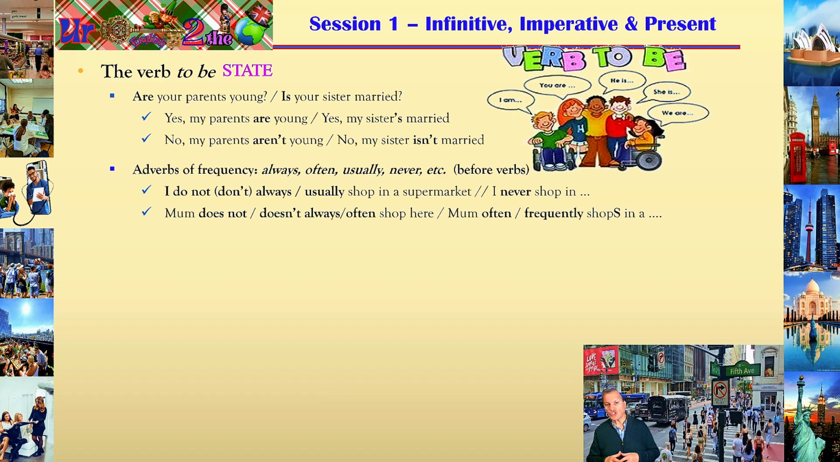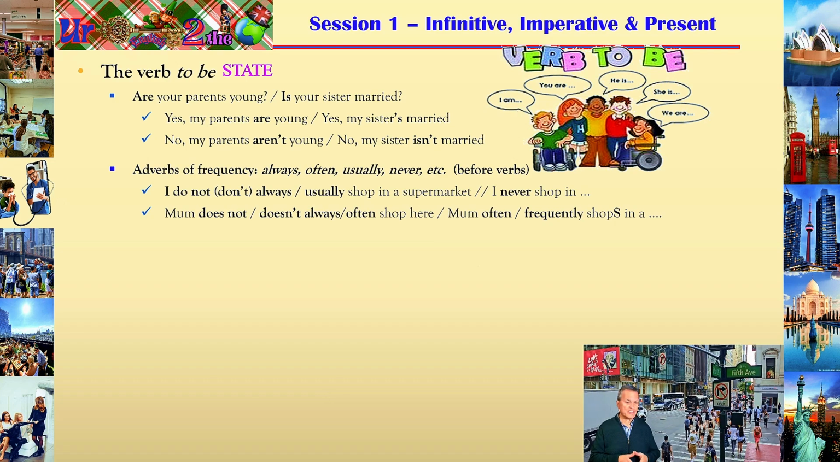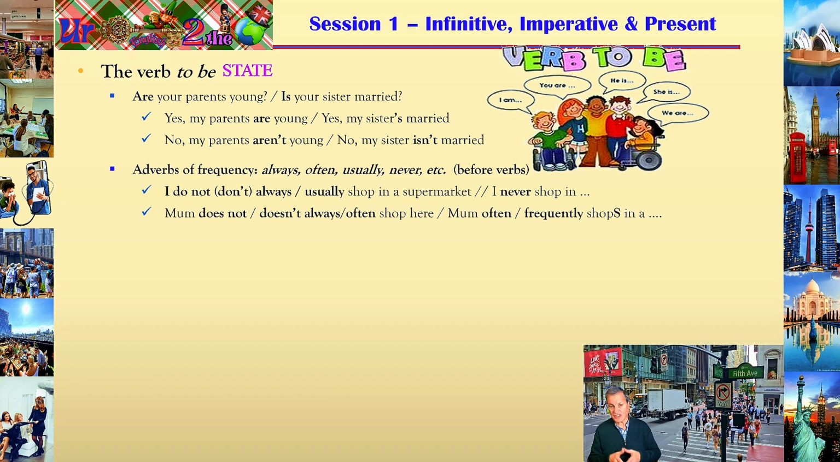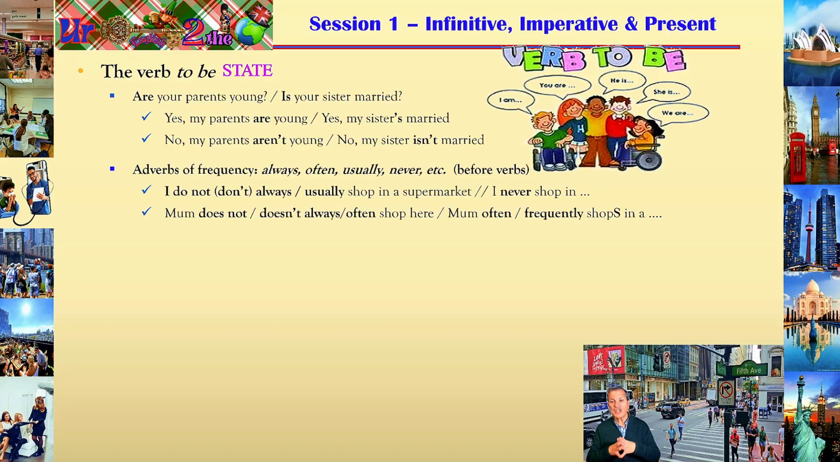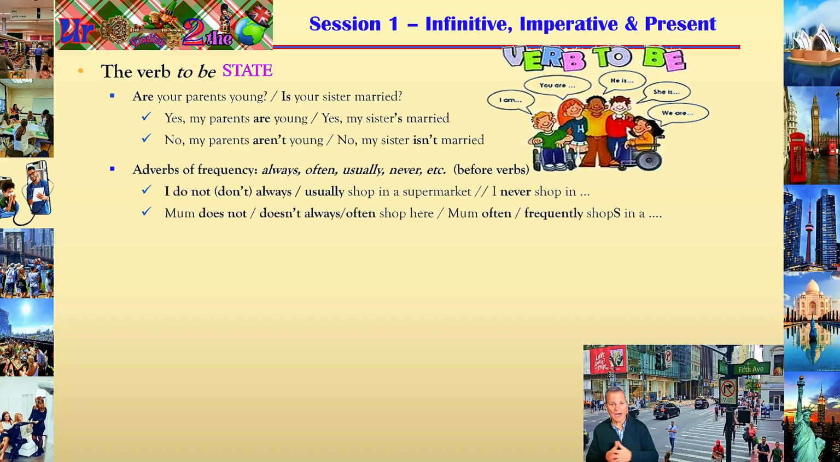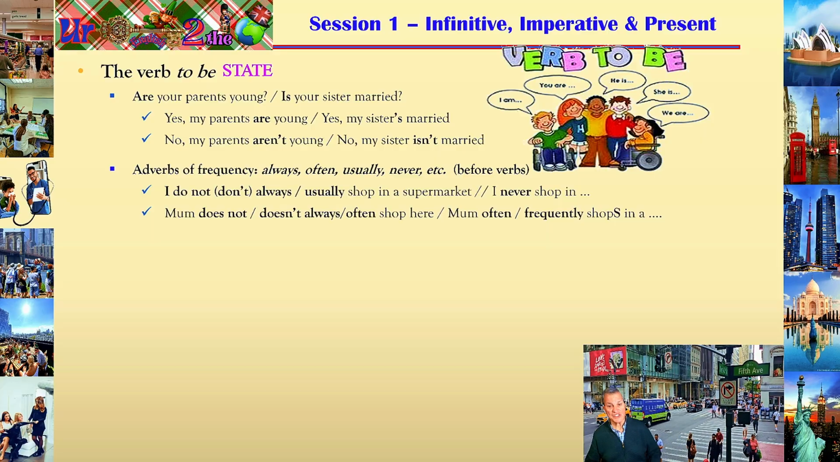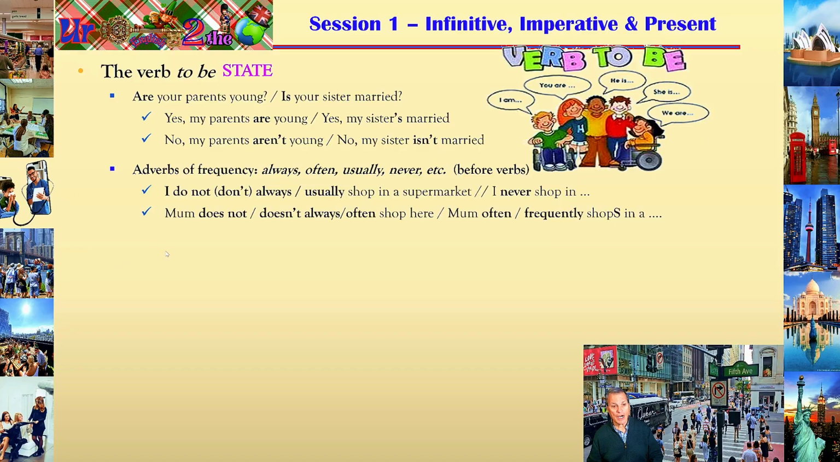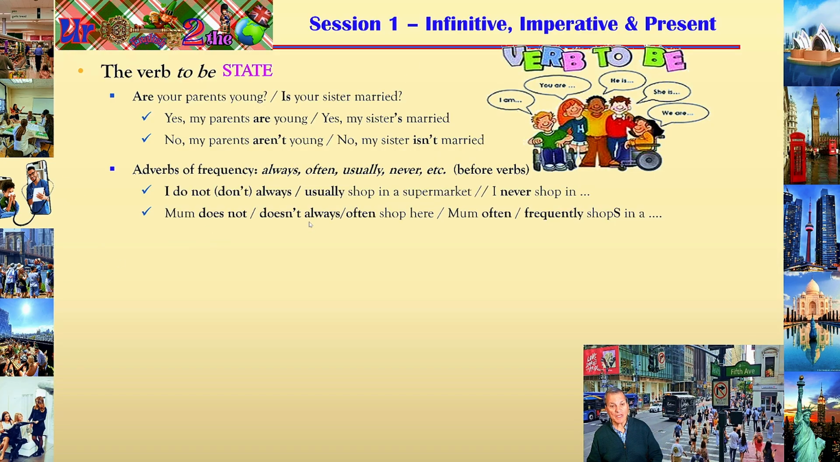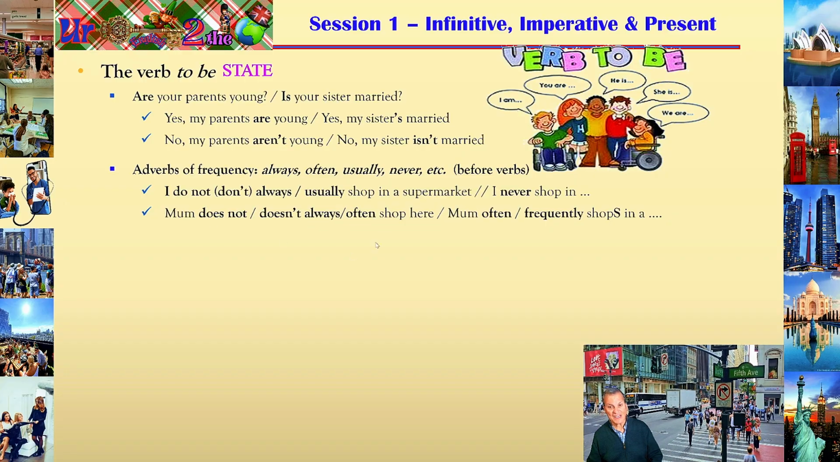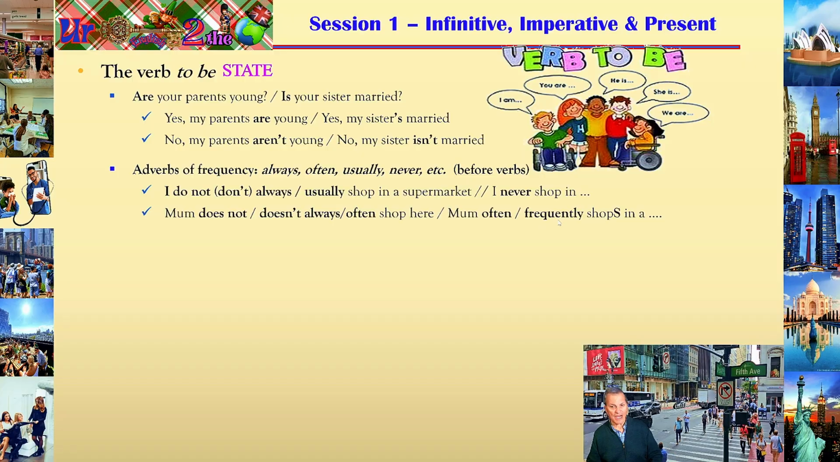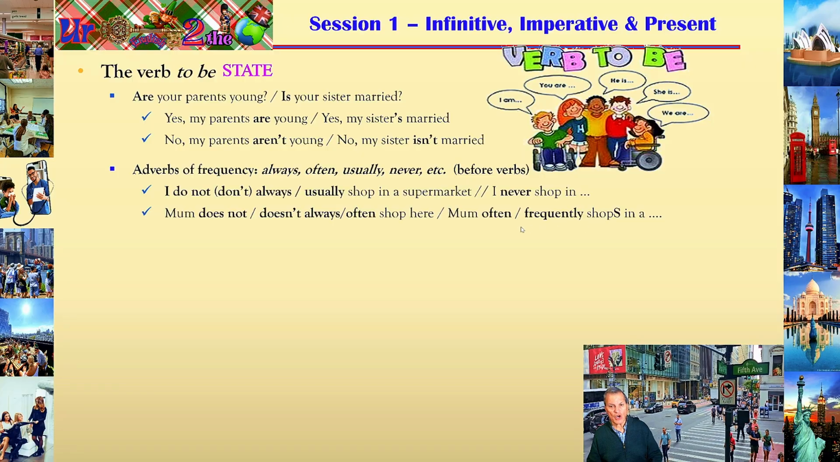Mom does not, or doesn't, always, doesn't, often, doesn't, usually, etc. shop here, right? Mom often or frequently shops in a supermarket, right? Well, in this case, you can see that we are using the adverb of frequency always, often before the verb in negative sentences, and also in affirmative sentences they go in the same place just before the verb, right?